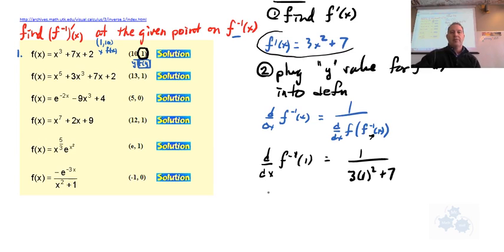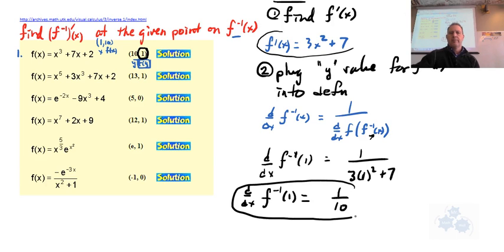So the derivative of the inverse, d over dx of f to the negative 1, evaluated at 1, is 1 over 3 plus 7, which is 1 over 10.